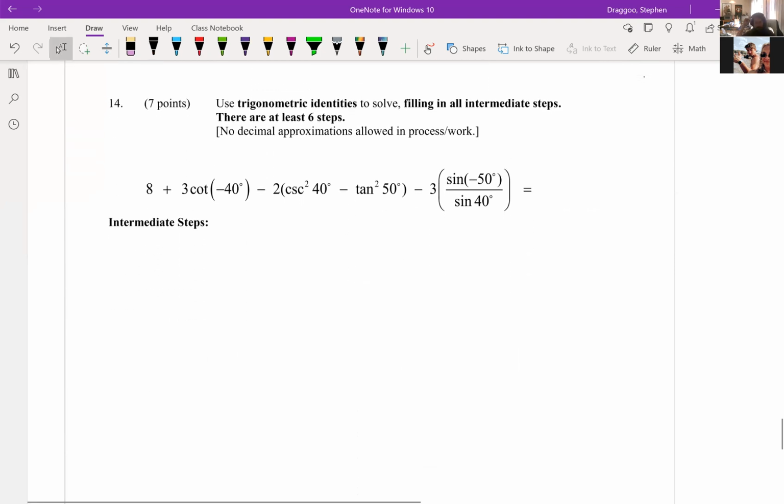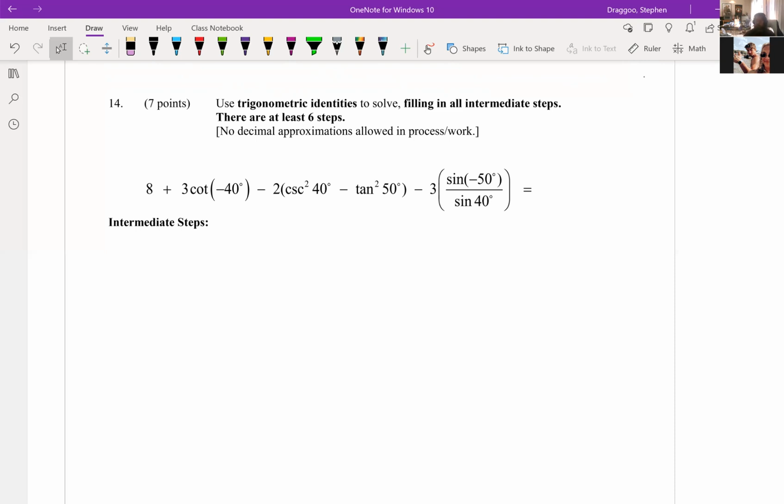Oh yeah, and then everyone's favorite problem. So use trigonometric identities to solve the following thing, filling in everything that we can. So if we're going to solve a trig identity like this one, what is it that we got to do?